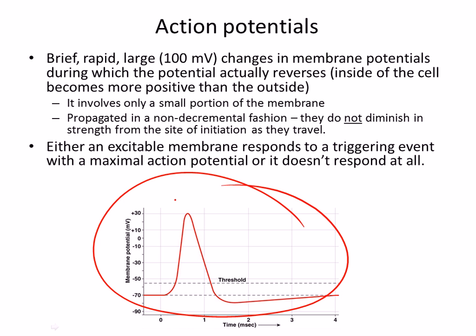The last thing that I want to point out is that you're either going to respond to a trigger or you're not. It's an all or nothing response. So if you can bring the cell to threshold and form an action potential, then the action potential occurs. If you can't get to that threshold, it isn't going to happen. So in order for you to get an action potential, you have to have enough of a stimulus that it results in reaching the threshold. Okay?